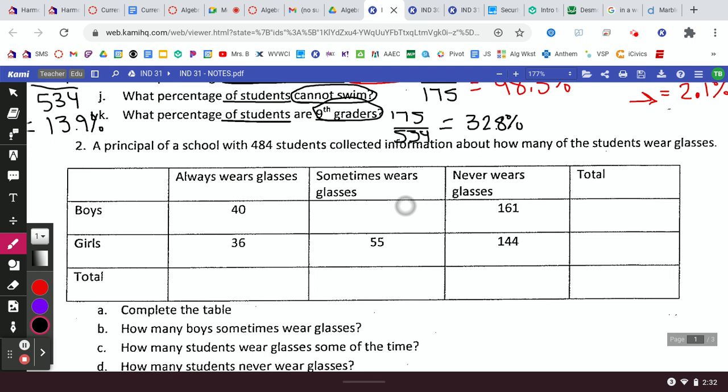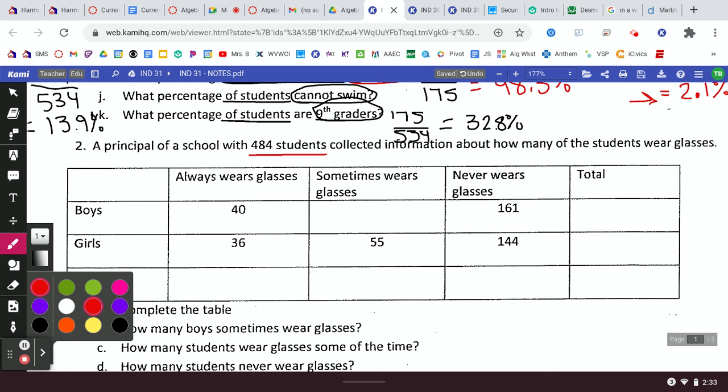So first of all, always read the blurb at the top, right? Or the little explanation about the data. So in this case, it tells us that a principal of a school with 484 students, okay, collected information about how many students wear glasses. Where would that 484 go?